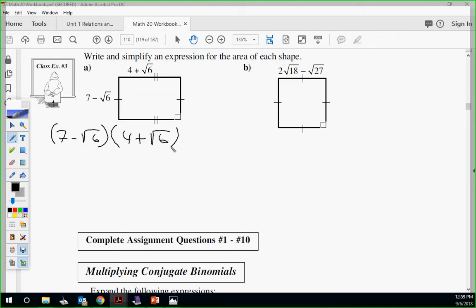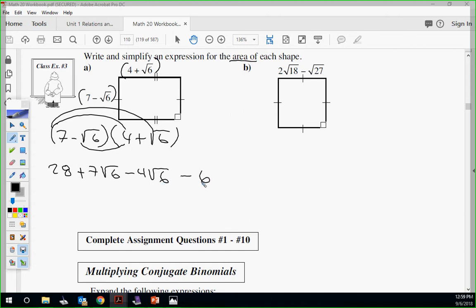Yeah, you got a FOIL, right? First, outside, inside, last. Okay. So we got to go 7 times 4, 28. 7 times root 6. So we line these up, and we're multiplying them because it wants the area. And we're going to combine like terms at the end. Negative root 6 times 4 is a negative 4 root 6. And then negative root 6 times positive root 6 is a negative 6.